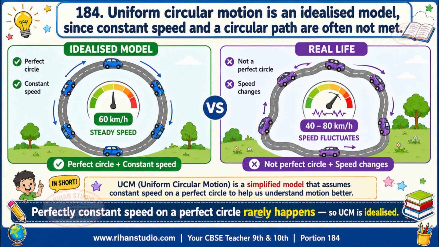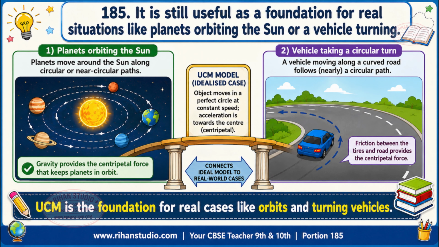Uniform circular motion is an idealized model, since constant speed and a circular path are often not met. An honest note: in real life, perfectly constant speed on a perfect circle rarely happens, so uniform circular motion is an idealized model. It is still useful as a foundation for real situations like planets orbiting the sun or a vehicle turning. But it is very useful. It is the foundation for understanding real cases like planets orbiting the sun or a vehicle taking a turn. So the model is well worth learning.